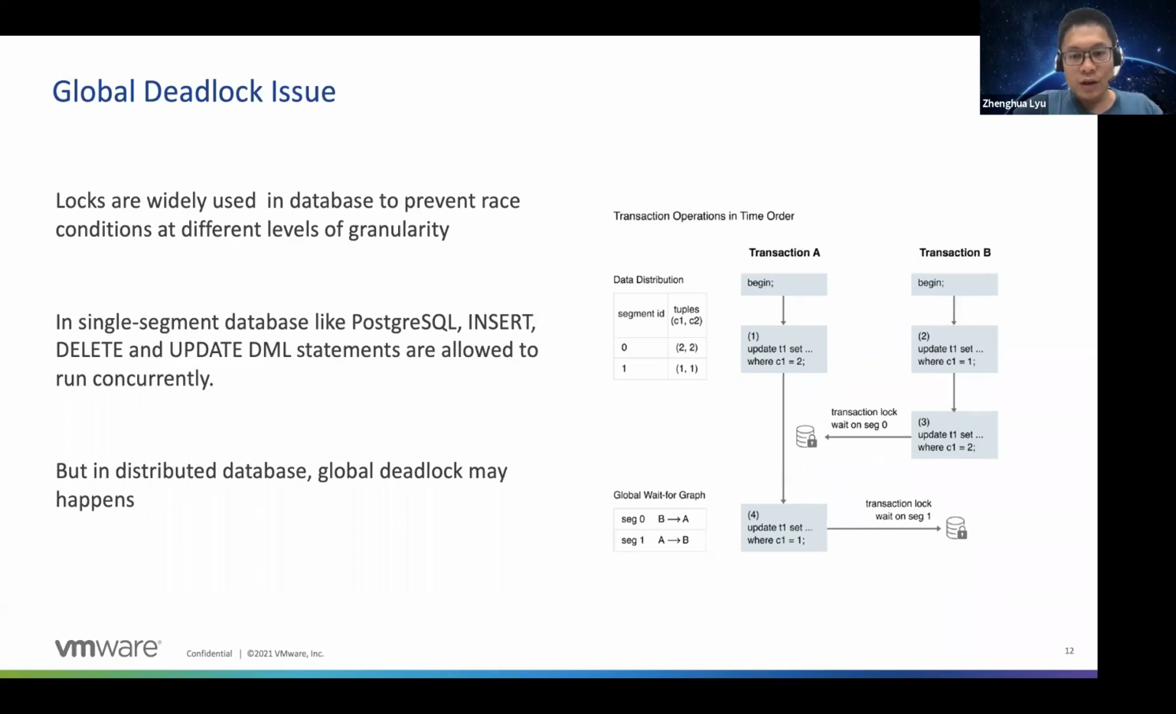So on segment 0, B is waiting for A. On segment 1, A is waiting for B. Globally, transaction A and transaction B are waiting for each other. So this is a global deadlock. But to be noted, on each local segment, there is only one wait-for relation. So there is no deadlock locally. Postgres' local deadlock detector cannot handle global deadlock in Greenplum.